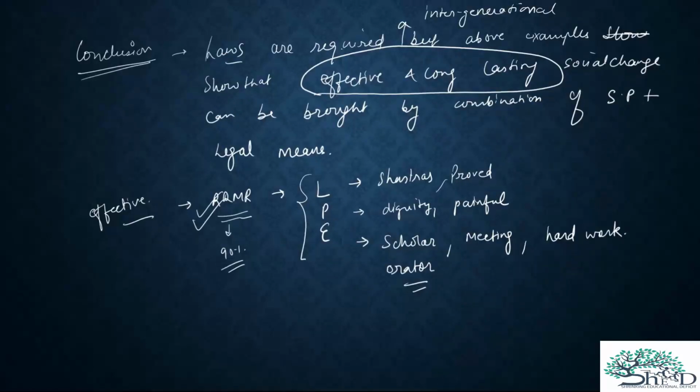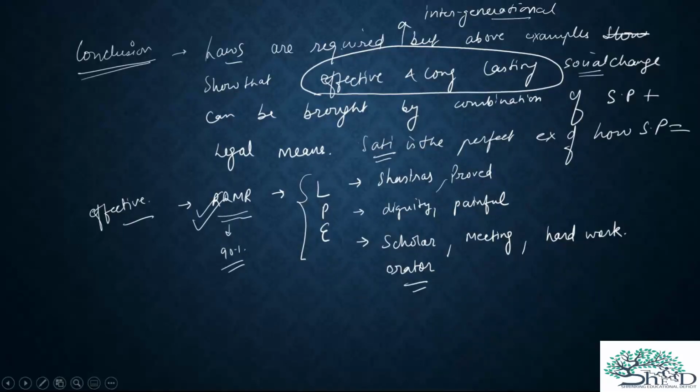You can here include that Sati is the perfect example of how social persuasion brought intergenerational social change. So you can write the intergenerational keyword over here and write effective and long lasting social change over here. So this is how you can write an effective conclusion. Here also in the conclusion you gave an example, so it reinforces your point.